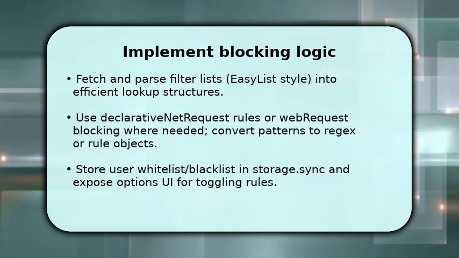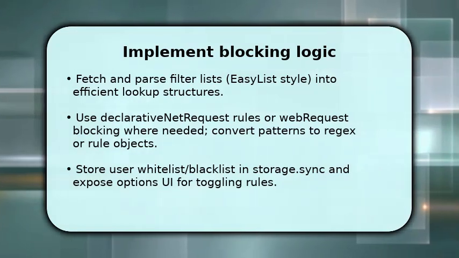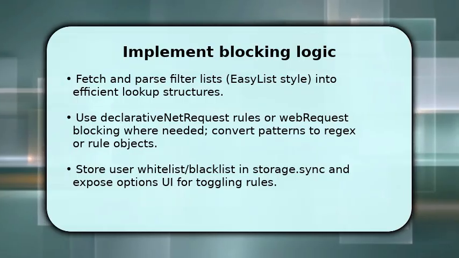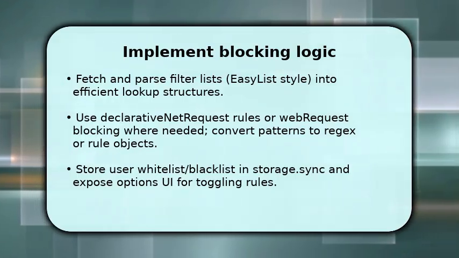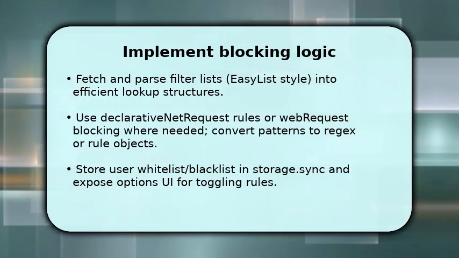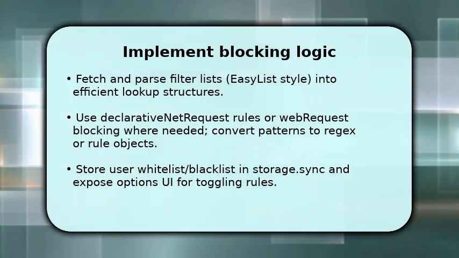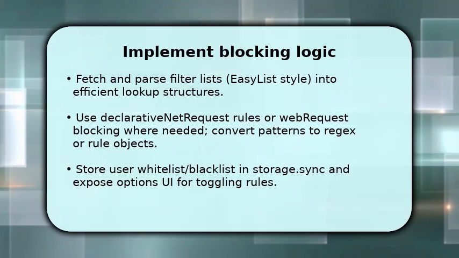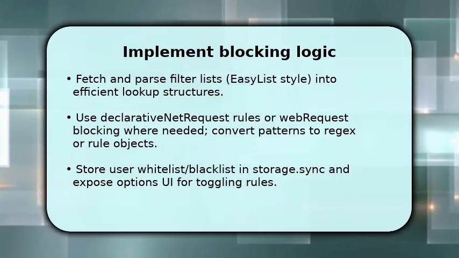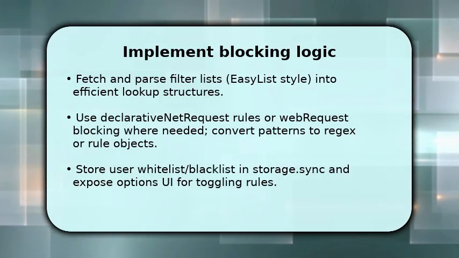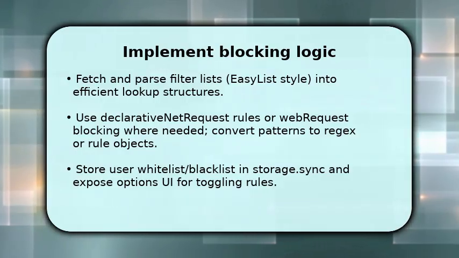Now implement the core blocking engine and UI. Fetch filter lists and normalize patterns into compact structures. Turn domain globs into regex or native rule objects. Prefer declarative net request rules for performance and compatibility. Fall back to web request when dynamic matching is required. Hook rules to your background service worker and update them on changes.